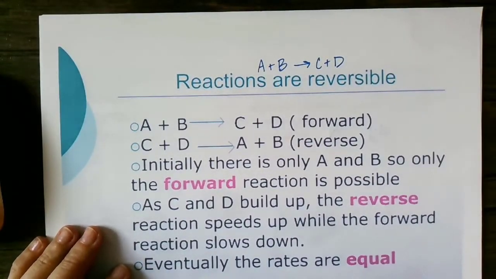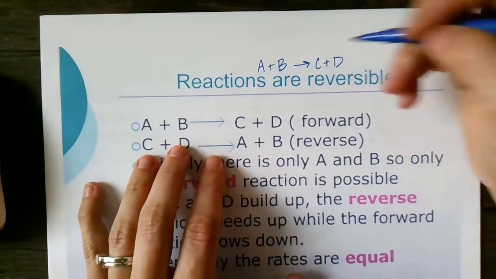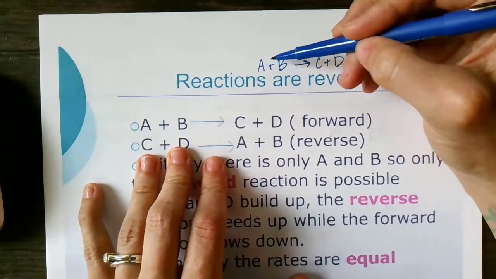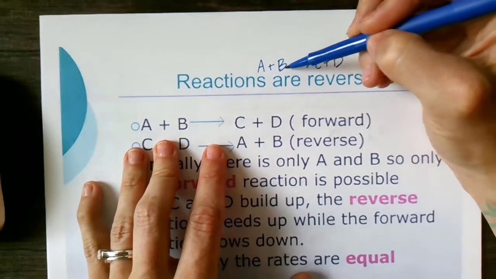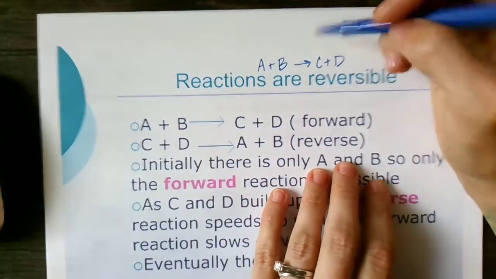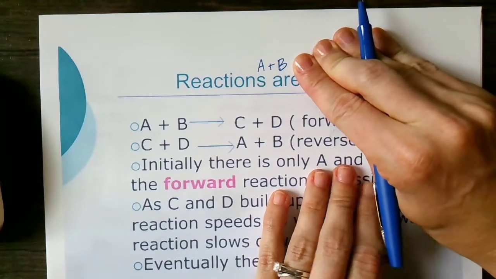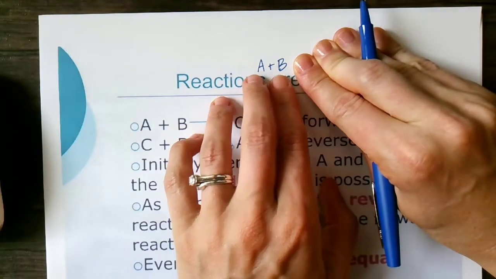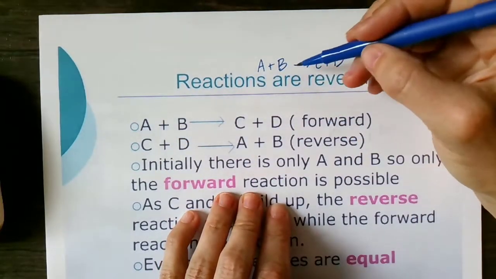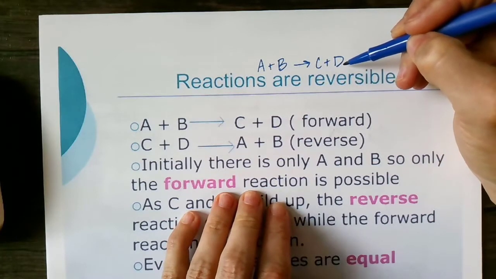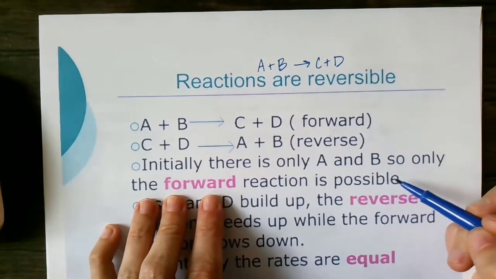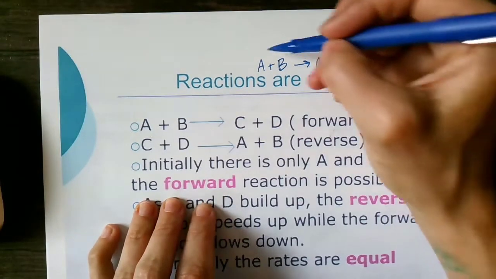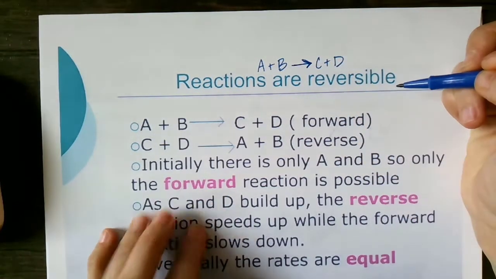So most reactions are reversible. And if we think about this reaction, if we have reactant A and reactant B that are colliding with one another, before we even look at products, these two reactants are colliding, so they will produce a product because of their collision. So initially, only A and B exist. So only the forward reaction is possible.